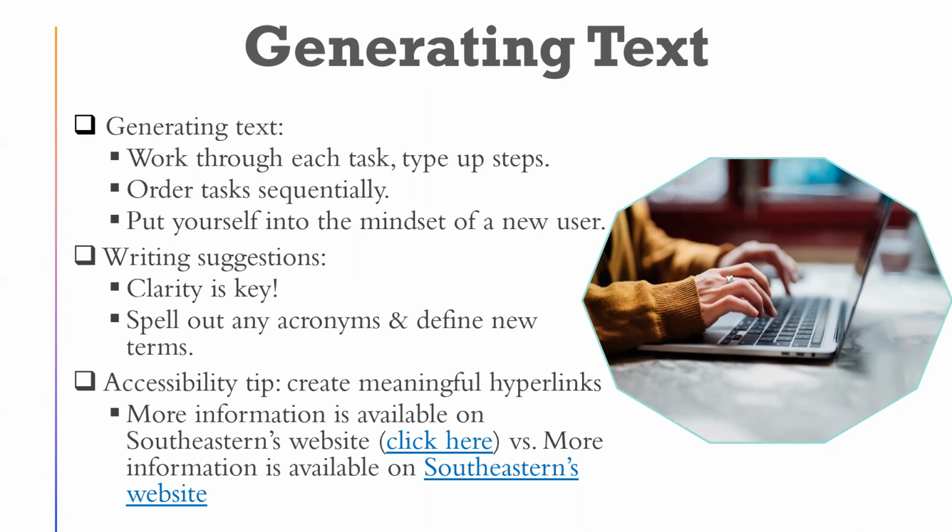I did want to add one accessibility tip for generating text. For virtual manuals, some people include hyperlinks to link to internal sections or to external resources. So if you do choose to incorporate hyperlinks, it's important to create what's called a meaningful link. This means that instead of writing something like "link here," "more info," or "read more," you actually embed the link into your sentence. So just to give an example: "More information is available on Southeastern's website, click here" in parentheses, versus a meaningful link, which is "More information is available on Southeastern's website," with that being linked.